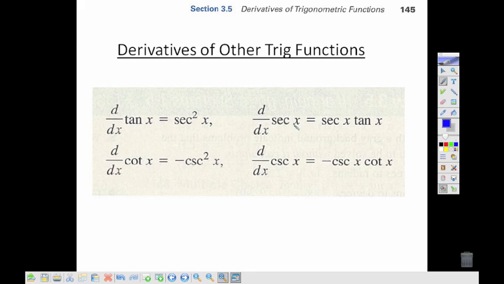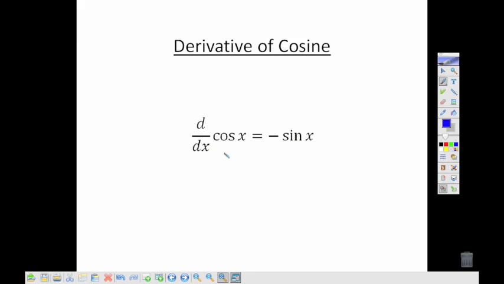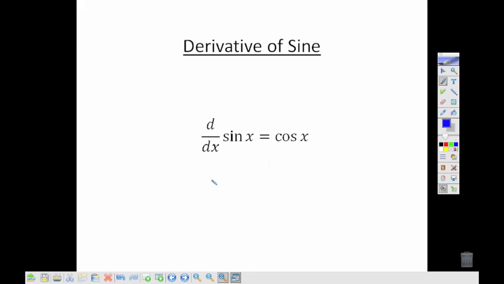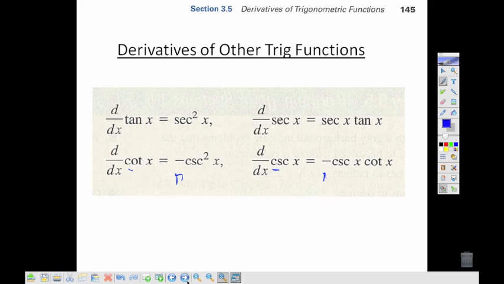Over here, kind of the same idea. Secant will give us secant tangent, but if we're dealing with cosecant, we'll have negative cosecant cotangent. Also, all the co functions are going to a negative value. Also, if we look back at the sine and cosine, cosine goes to negative sine, and sine goes to a positive cosine. So that's one way that we can remember these. You will need to memorize these fairly quickly.